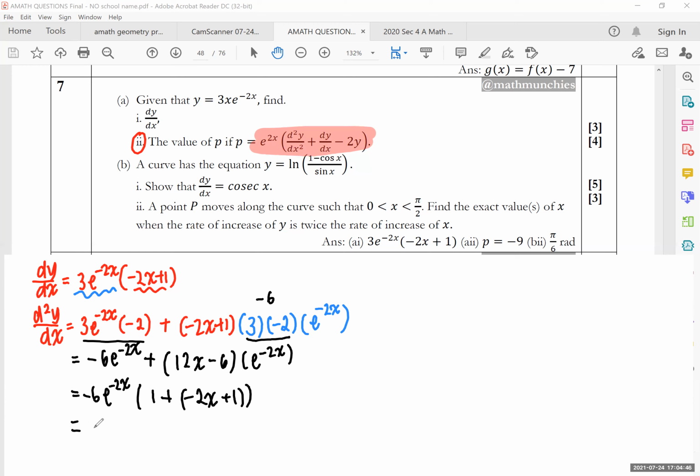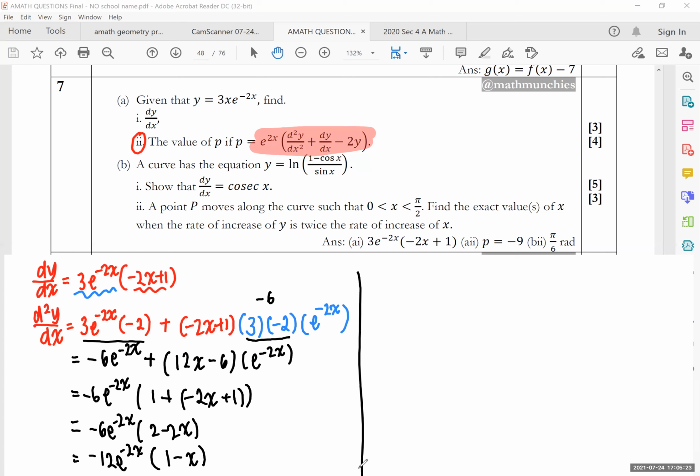What do I get now? Negative 6e to the power of negative 2x, bracket negative 2x plus 2. Then do you realize I can still take out again? So what am I left with now? I can take out negative 12e to the power of negative 2x, which gives me bracket 1 minus x. Okay, so that is my second derivative.